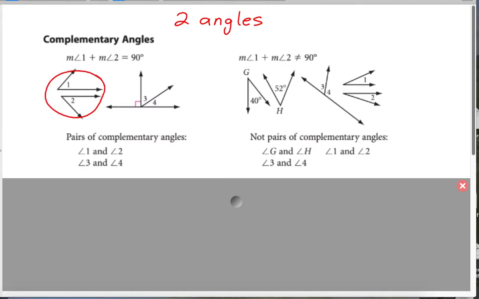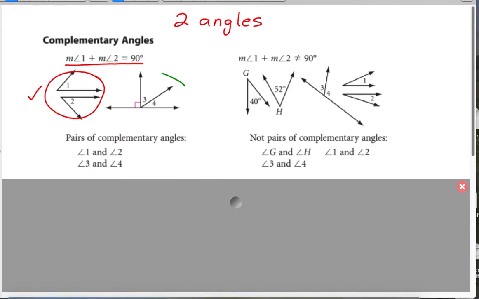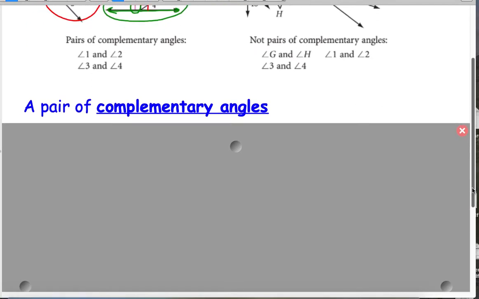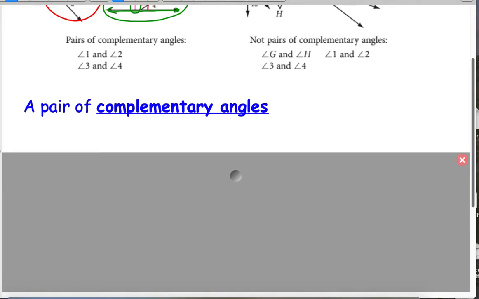So I'm going to focus on the ones on the left here. If you look at these two angles, 1 and 2, they're telling us 1 plus 2 equals 90, so we know that those two angles are complementary. In this picture here, we have this box, which we know means 90 degrees, and the straight angle is 180, so that tells us that 3 and 4 also are 90 degrees together, which means that they are complementary. So the formal definition for complementary angles: complementary angles are two angles that have a sum of 90 degrees.